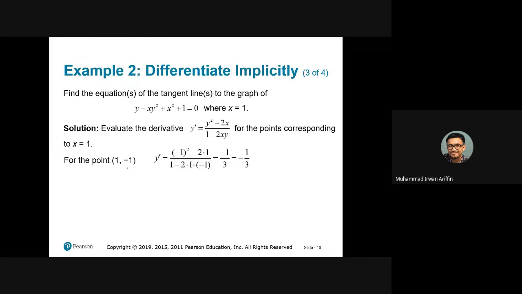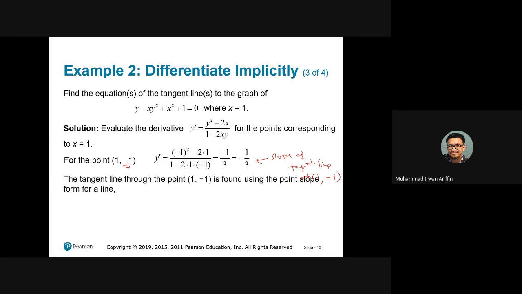Now, first, let's deal with -1. We simply replace y with -1 and x with 1. So we get -1/3. This -1/3 is the slope of the tangent line at the point (1, -1). Are we done yet? No, because the question asks us to find the equation. So use the point slope form. This is what we have discussed, and you should already have mastered this.